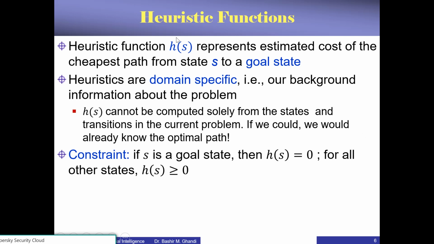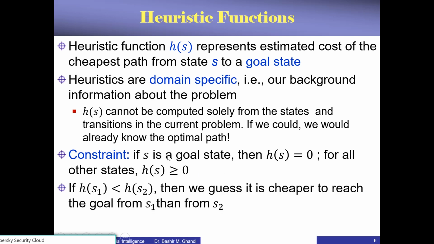But we have some constraints for the heuristic function H(S). If S is the goal state, then H(S) should be 0. We are already there. So any heuristic function you define must assign 0 to the goal state. But for all other states, H(S) should be greater than or equal to 0. So this is a very important condition.